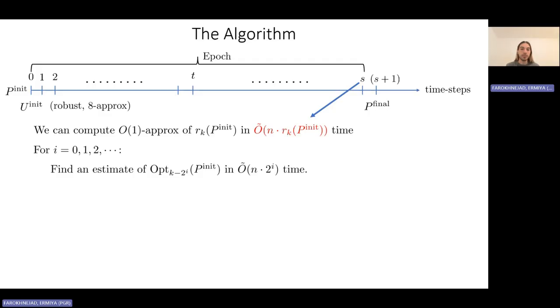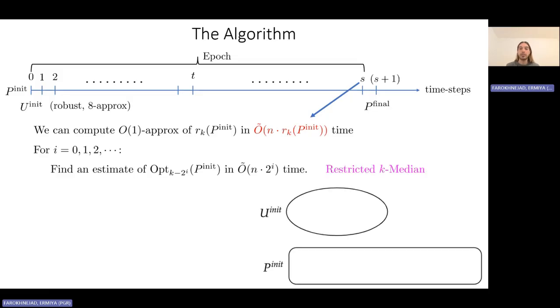For every I, we find an estimate of the value of the optimum k minus 2 to the I median. We use restricted k-median. So we have this U init, we remove 2 to the I many centers, and we have a solution which is a constant approximation of optimum k minus 2 to the I median. This is because we know that U init is already an 8 approximation for optimum k-median.